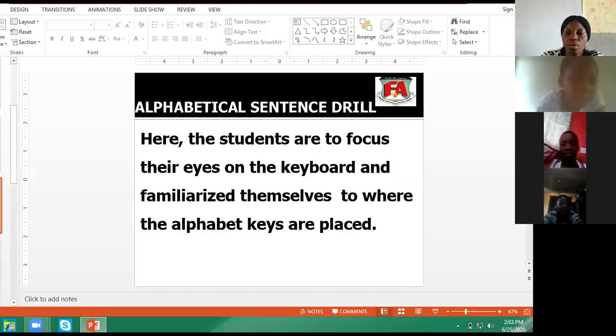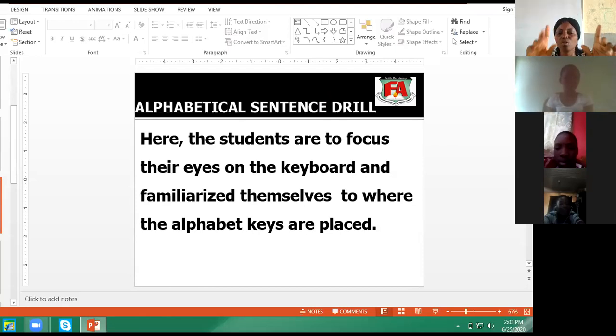So quickly, we are going to the alphabetic sentence drill. Okay, here, the students are to focus their eyes on the keyboard and familiarize themselves with where the alphabet keys are placed. For now, you can look at the keyboard, okay, to know where those alphabets are. You understand? You practice with it. A S D F, use A S D F. That is, you use the fingers for each alphabet. Okay? Now you can do it. By the time you have familiarized yourself with all those alphabet keys and you know where they are placed on the keyboard, then you can now practice this.